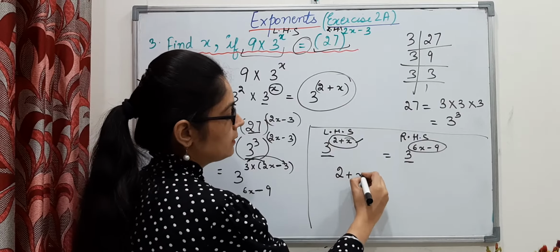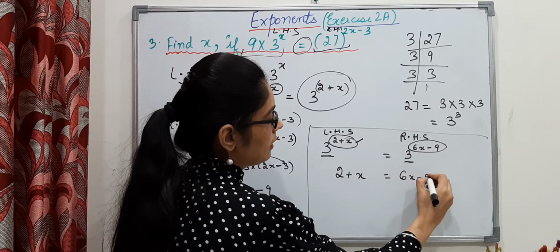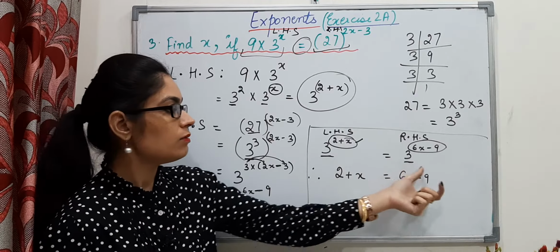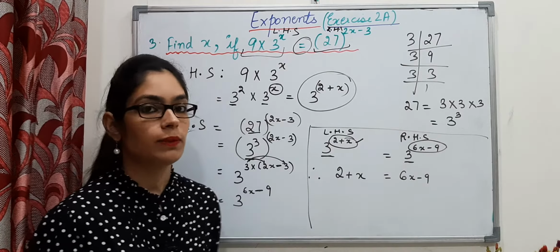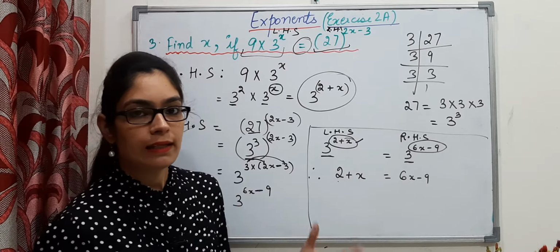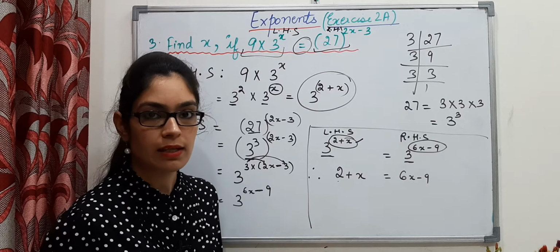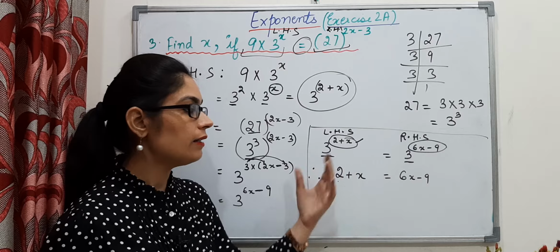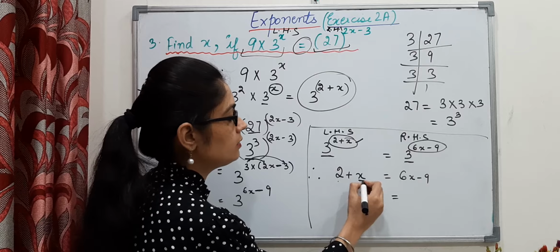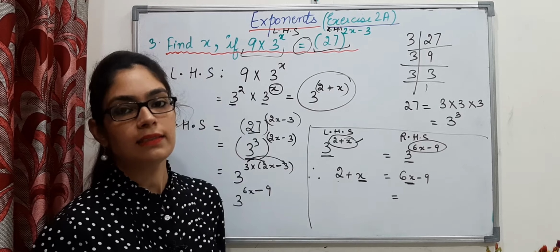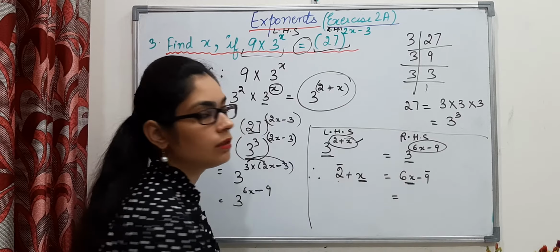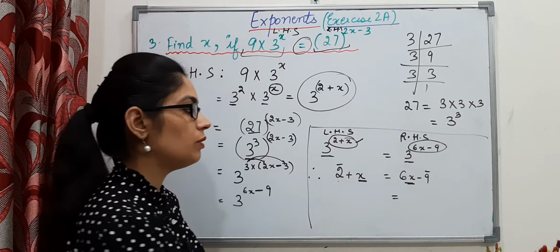So 2 plus x is equal to 6x minus 9. So you can write here, therefore because of this equality sign, bases will be equal to each other and the powers will also be equal to each other. So 2 plus x is equal to 6x minus 9. So now we can just, like equations we solve, same way like terms we can shift to one side. First of all we have to find out which are the like terms. See, this x and this 6x, these are like terms, so these terms we will write all together. And 2 and 9, these are like terms, means same number, so these two we will write together.